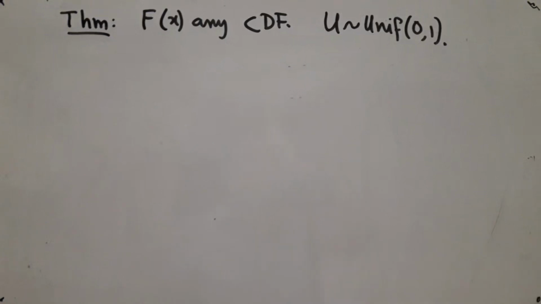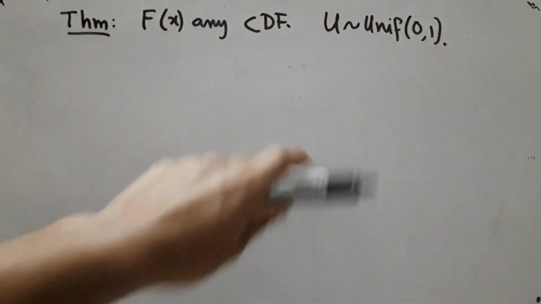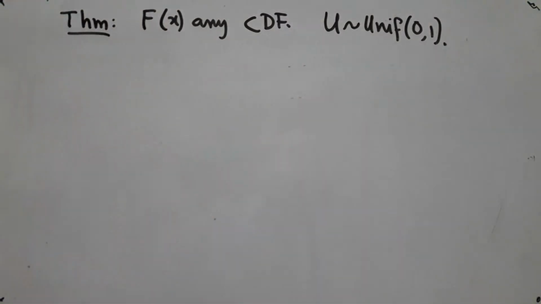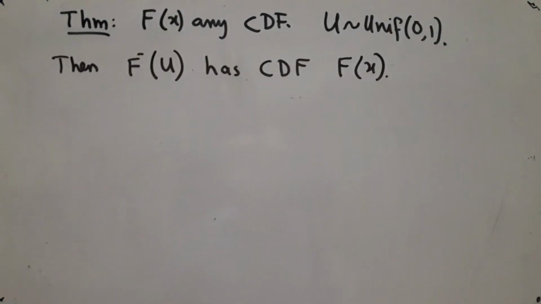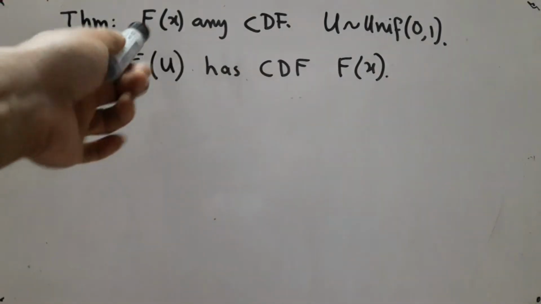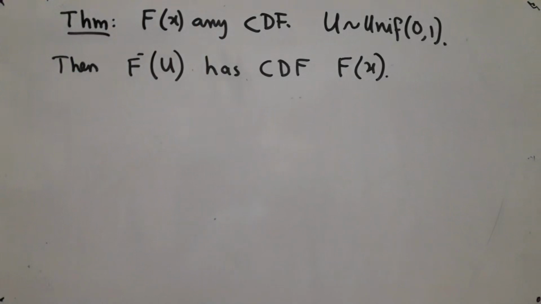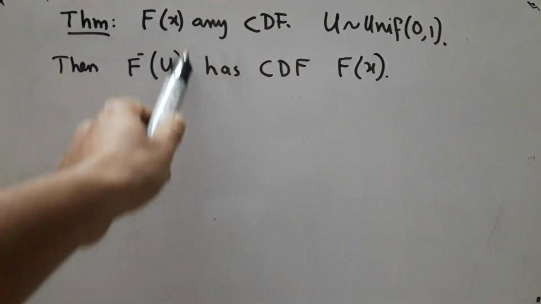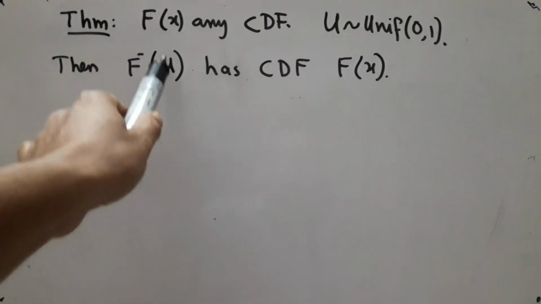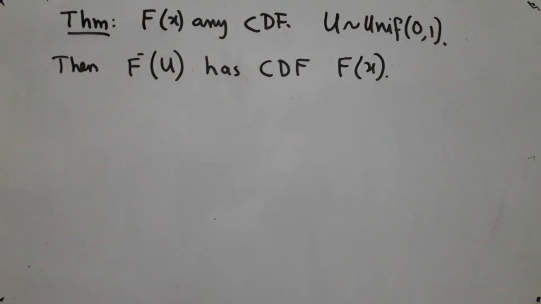Now for the important theorem, that is the main theorem of this video. I start with any CDF and I start with some U which has uniform 0-1 distribution. Then F minus U has CDF F(x). The proof is very simple, just one line, but let's take some time to understand why it is interesting. I started with just a uniform 0-1 random variable and I took any distribution. Taking any CDF means taking any distribution, and I could actually manufacture this random variable which has that required CDF.